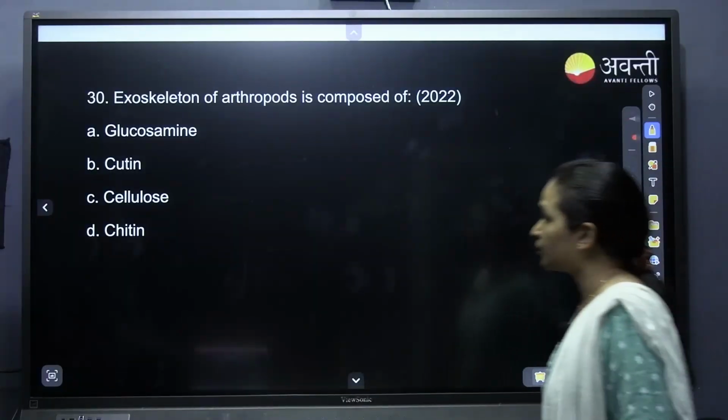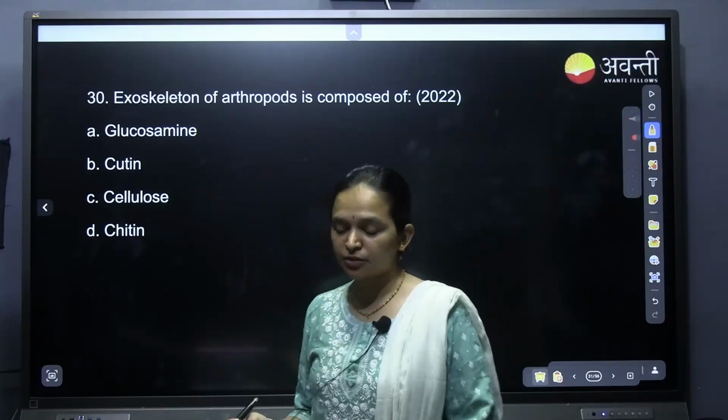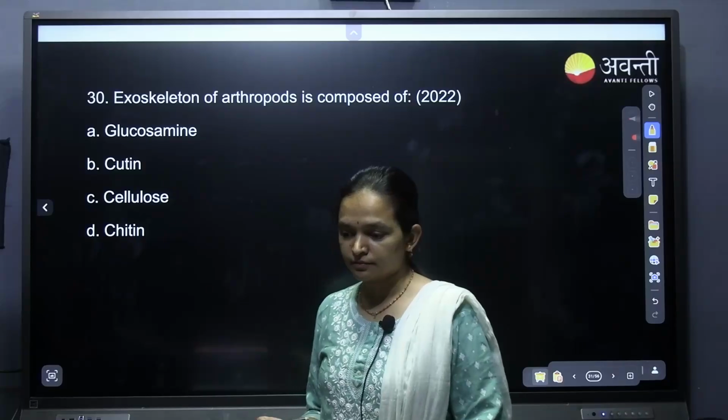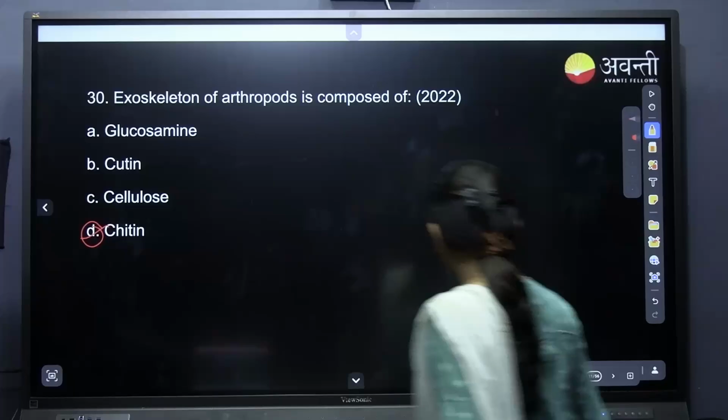Exoskeleton of arthropod is composed of. Now tell me what is the answer to this? Exoskeleton of arthropods are composed of? Chitin. Very good. Chitin. D for Delhi is the correct answer.